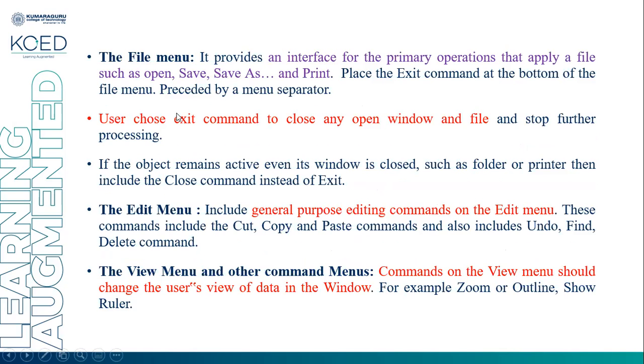The file menu provides an interface for the primary operations that apply to a file, such as open, save as, and print. Place the exit command at the bottom of the file menu, preceded by the menu separator.